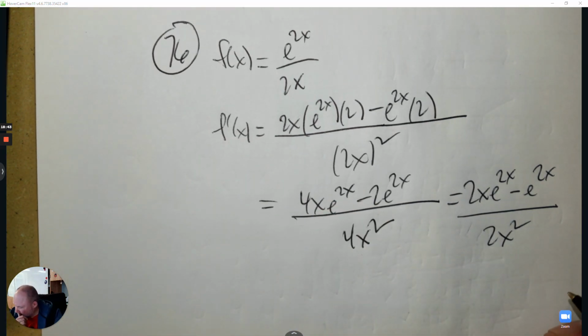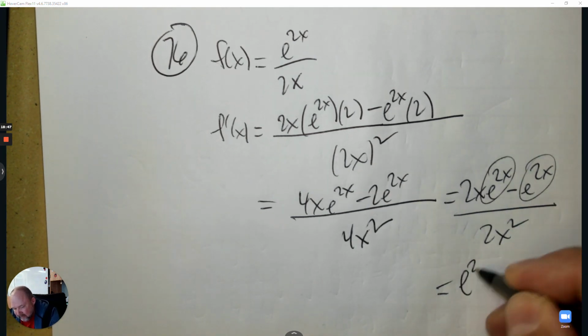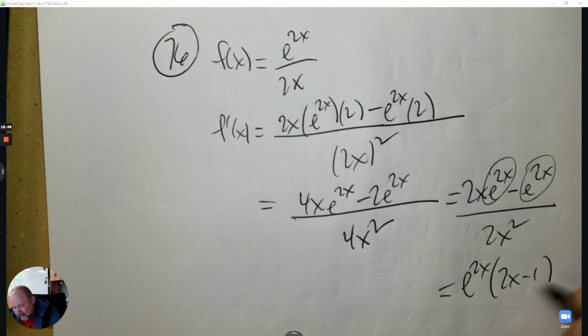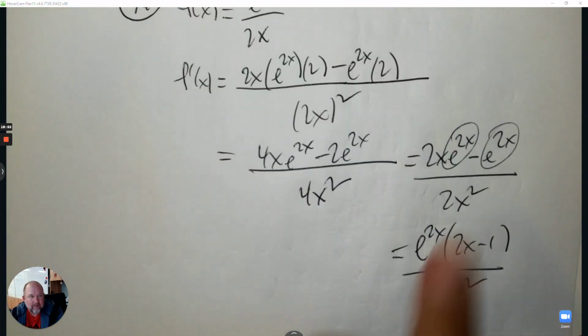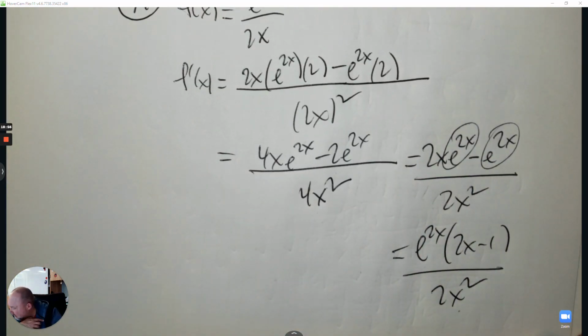And now I'm looking. They might have factored. So if they factor out e^(2x), you're left with 2x minus 1 over 2x squared. So if I take out an e^(2x), that's what I'm left with. So I'm trying to compare to see, hey, does one of them match it? Okay, I see one now, and I think the answer is E.